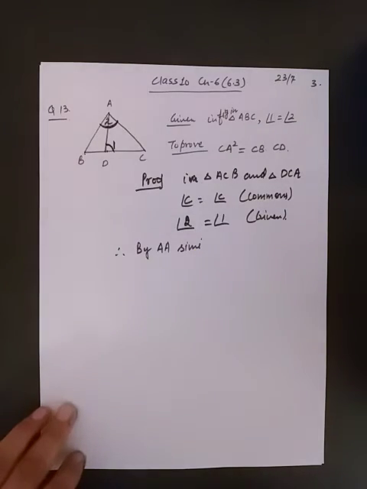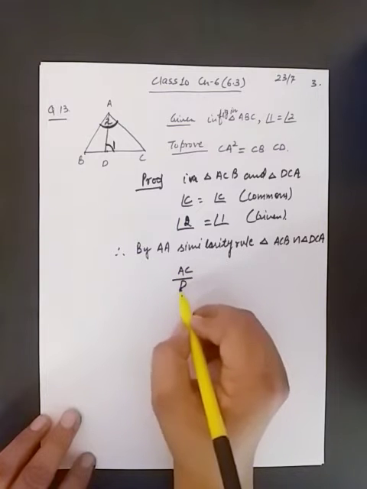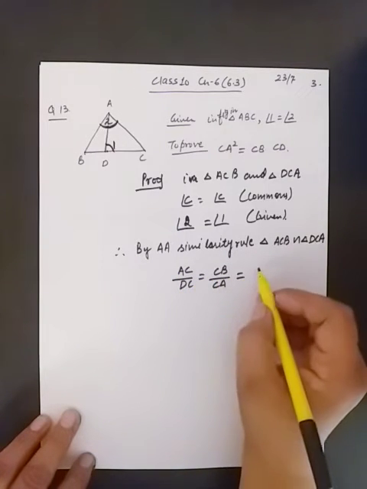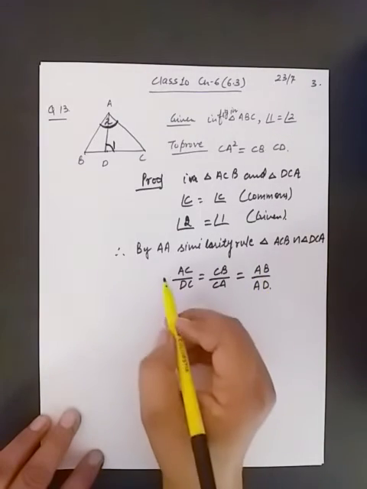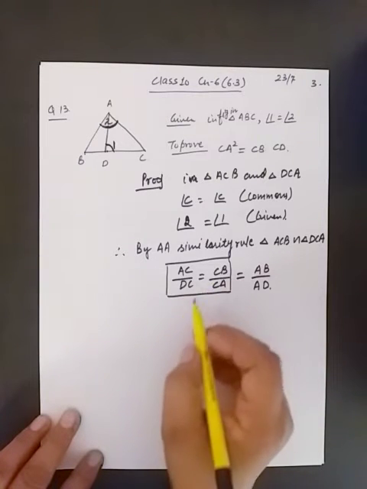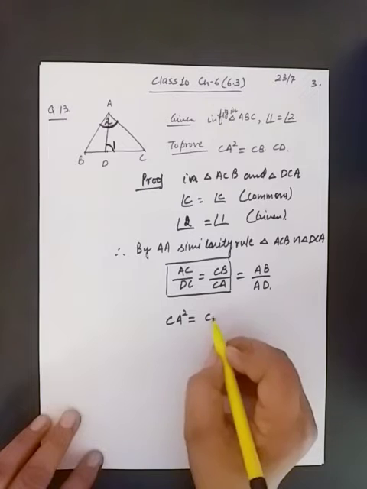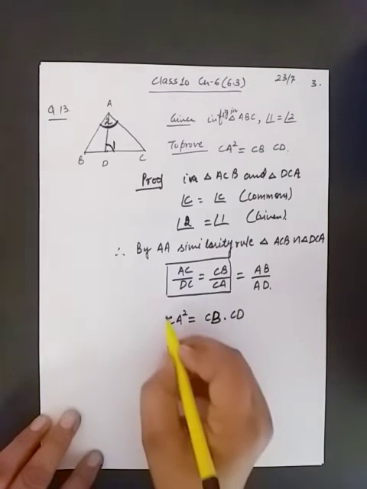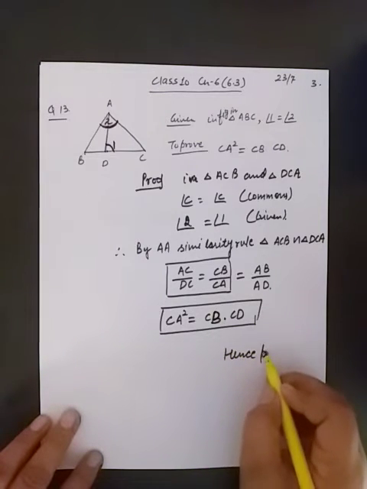And then we can write the ratio. Now we can write the ratio. AC by DC is equal to CB by CA is equal to AB by AD. When we cross multiply the first two ratios, we will get CA square is equal to CB into CD. Hence proved. Again a very simple question.